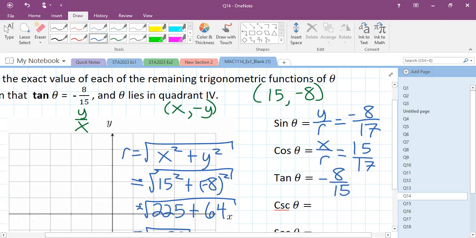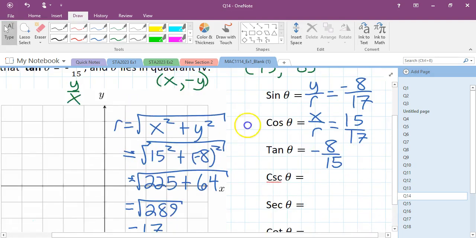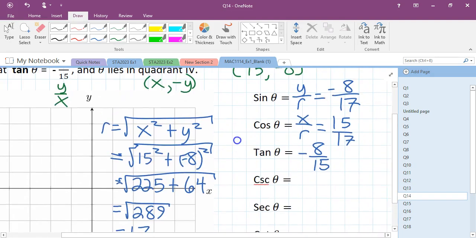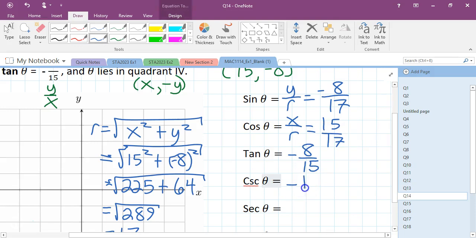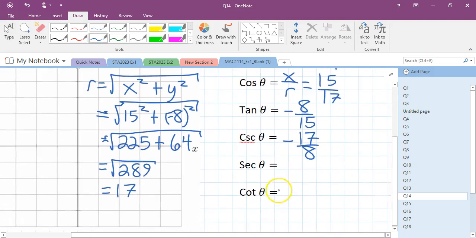So to get everybody else, do the reciprocals. Just like everything else we've done. So what is cosecant going to be? Okay. Negative 17 over 8. What is secant going to be? 17 over 15, because it's the reciprocal of cosine. And what is cotangent going to be? There you go. Any questions about getting those 6 trig functions?